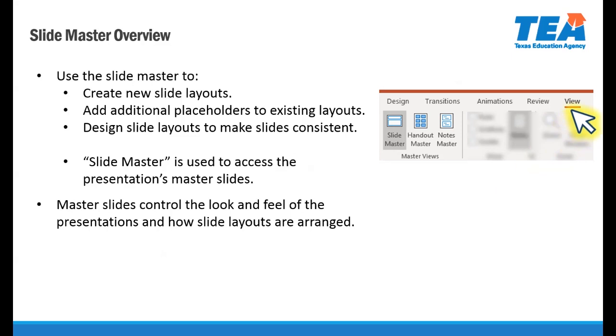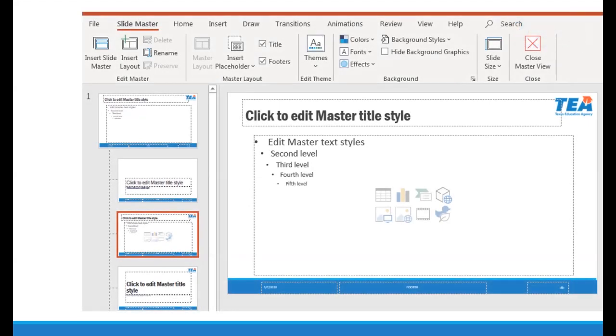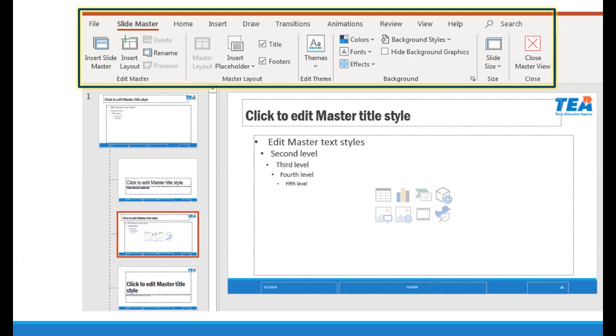To access the Slide Master, go to the View ribbon and select Slide Master. The view of the presentation changes. The top ribbon is switched to the Slide Master ribbon. This is where you'll find the tools to add and edit slide layouts. The Close Master View button on the far right edge of the toolbar is to close this view and return to the presentation.